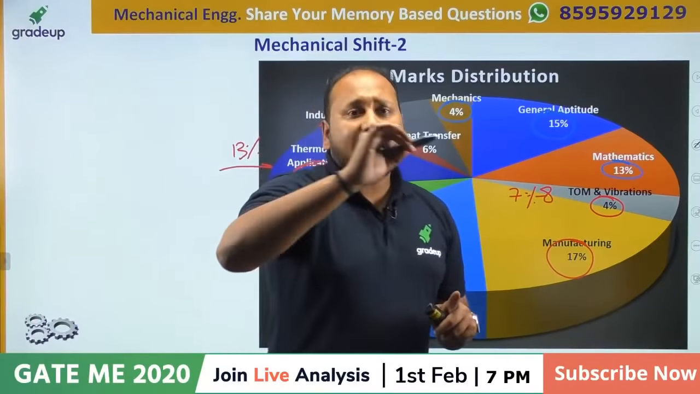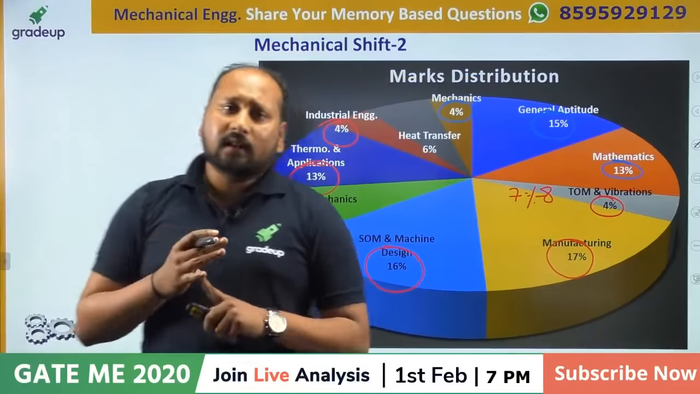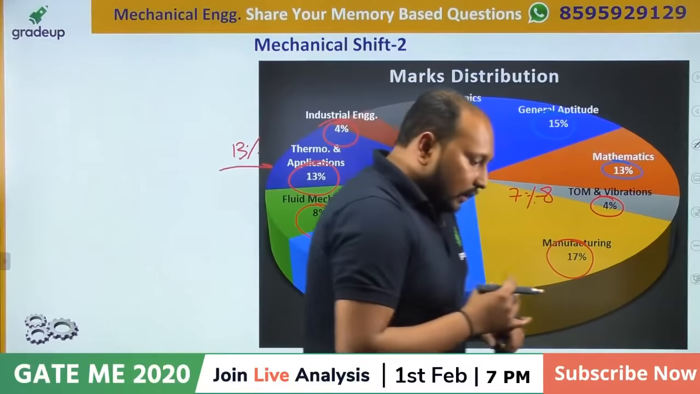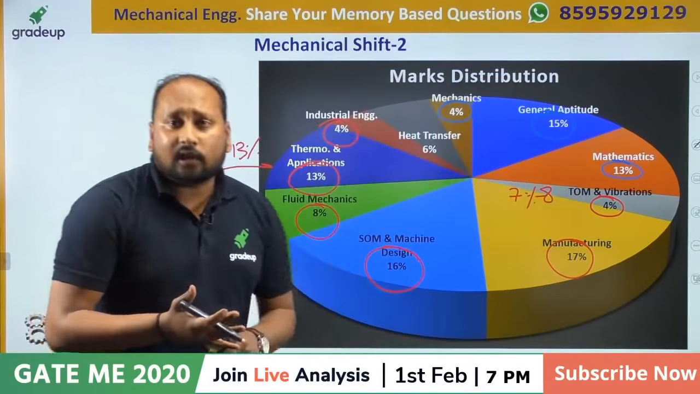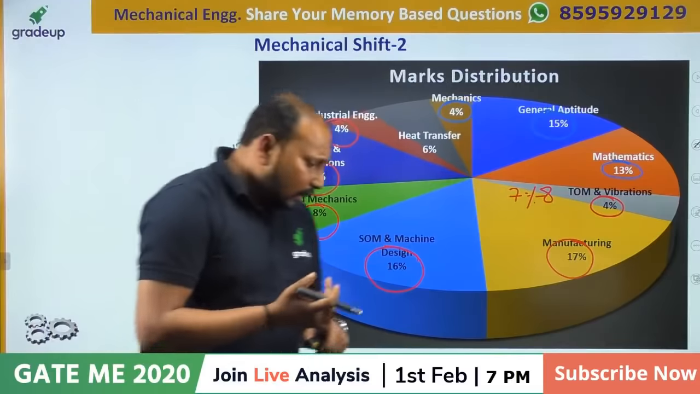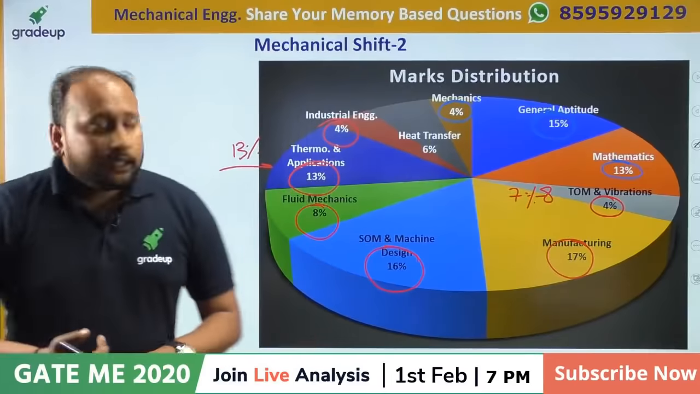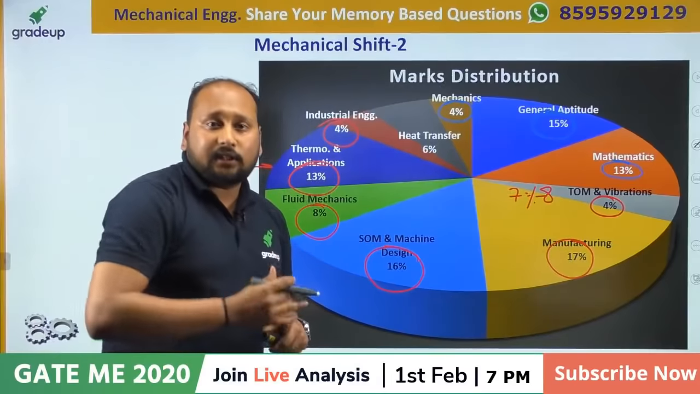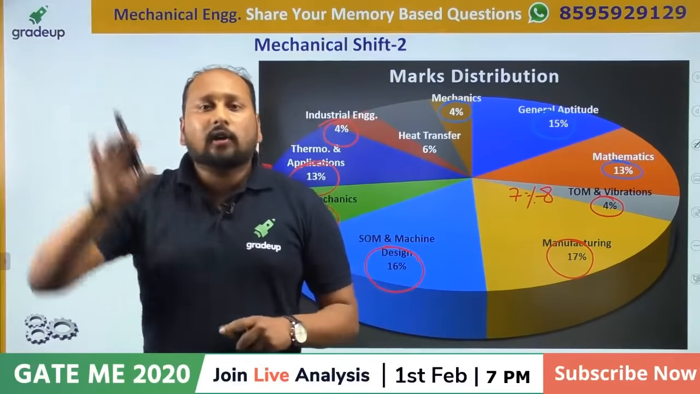If I talk about some sample questions from TOM, one question was asked where they gave a differential equation and asked for the damping factor. A very basic 1 mark question. In heat transfer, the question came directly by using Fourier's law. One more question was from thermodynamics, from the IC engine: a 1 mark question on constant pressure, constant volume, the Otto and diesel cycles.